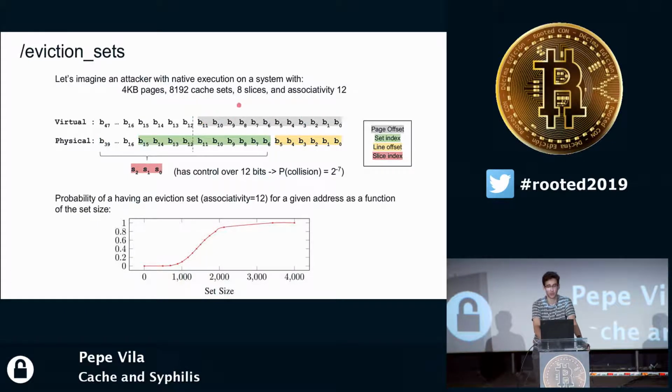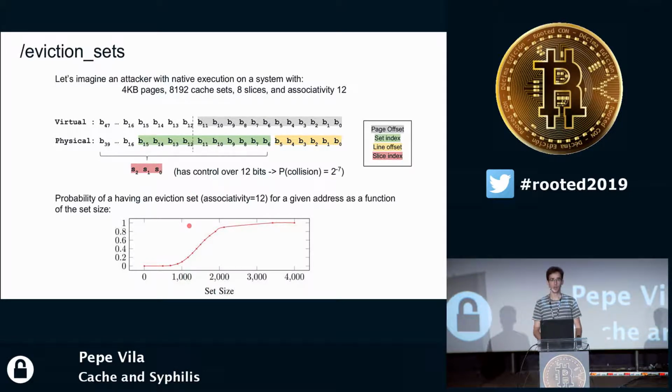So an attacker that can control bit 12 of the virtual address will have control of the set bits, and the block offset will not be interesting for us. To find congruent addresses, we will need these 4 bits of physical plus the 3 of the virtual one. So if an attacker takes 2 random addresses with the same offset, the probability of congruency will be 2 to the minus 7 in this case.